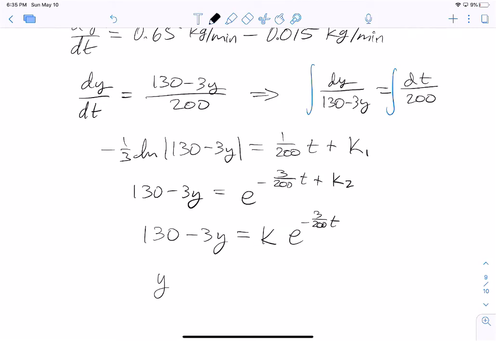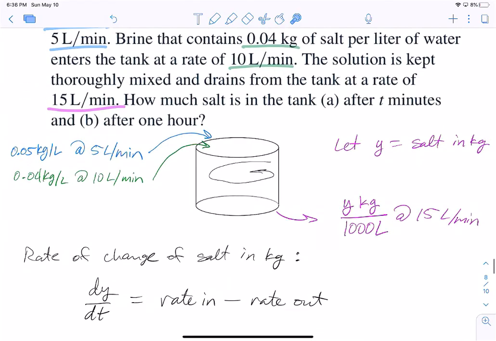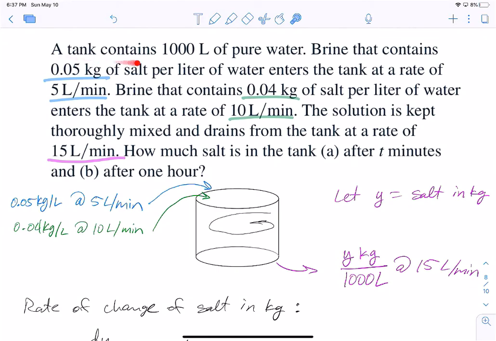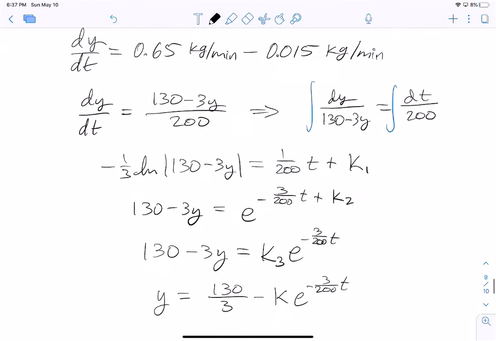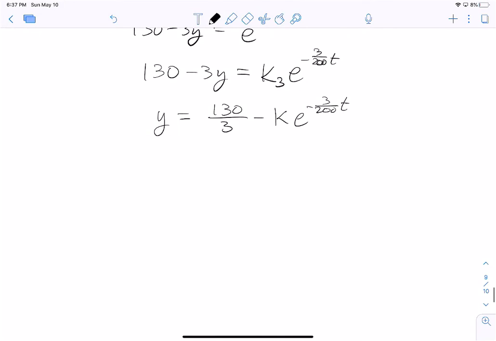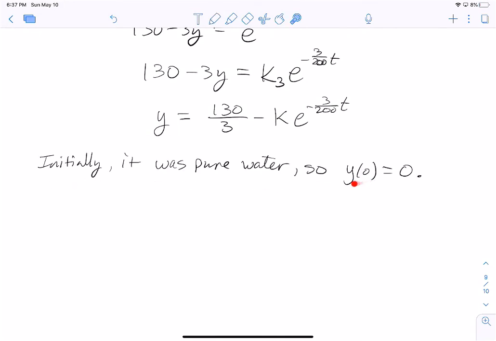Finally, to isolate y, we subtract 130, divide by negative 3, and so y equals 130 over 3 minus k e to the negative 3 over 200 t. And because we divided by negative 3, that k is changed again, so we'll call the previous one k3. After all that, it'd be nice to know what k is. Looking back at the original problem, the tank originally contained 1,000 liters of pure water. Therefore, we can introduce an initial condition. Since initially it was pure water, y of 0 is equal to 0. There were no kilograms of salt to begin with.